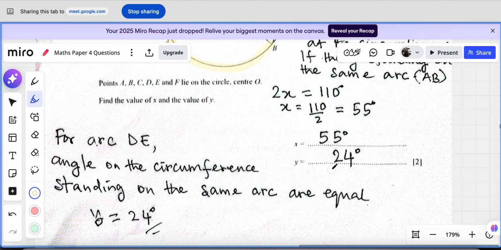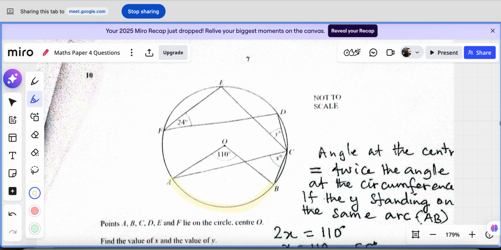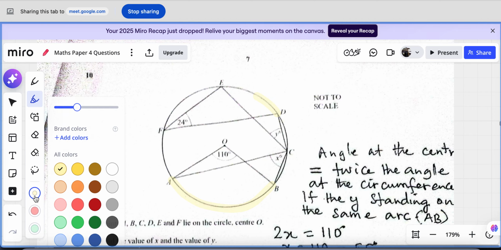Now let's see the second question. It says we should find y. Okay. Angle standing on the same arc. You can look at this. Okay, let me use a different color to illustrate this other one.